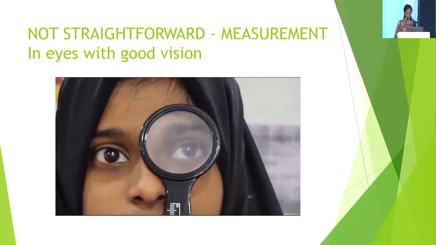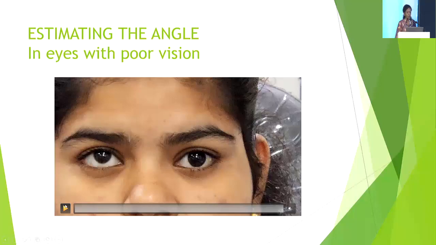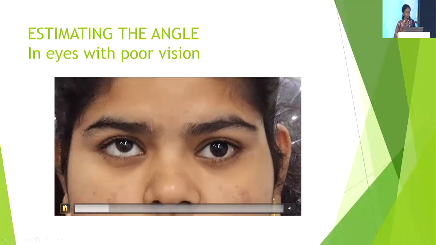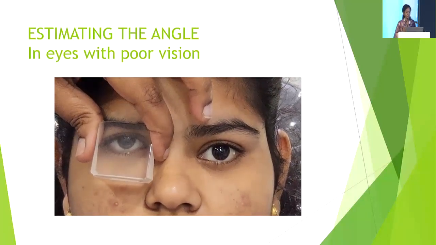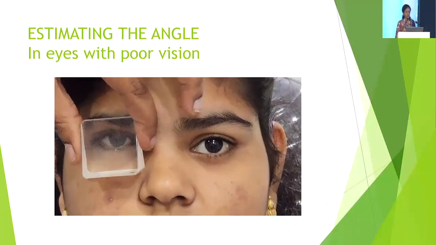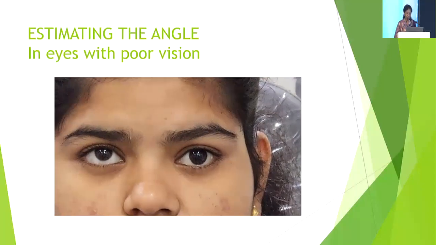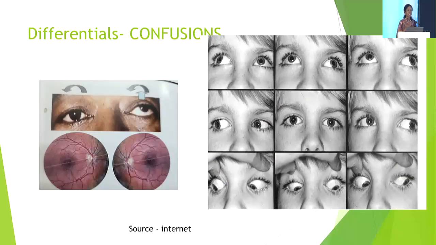So what if the vision is not good? If the vision is not good, then you have to use the Hirschberg or the inferior scleral show. You match that. Okay, this is an eye with poor vision. So you use prisms to match. See, now the scleral show is matched in both eyes. So this amount of measurement is very important because that will give you how much correction you will go about.